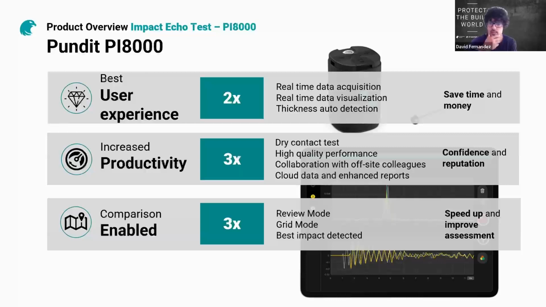And also, it's important to note that as this system is fully online, as you are connecting your probe via Bluetooth with the iPad, all your data is going to be stored on the cloud. So then it's pretty easy to create reports and also to collaborate with your offsite colleagues because you can share the data in real time anytime. Then we have a comparison feature that also improves the productivity, of course, because we have a review mode that I will explain later, and also a grid mode that I will also explain later, and the best impact is automatically detected.